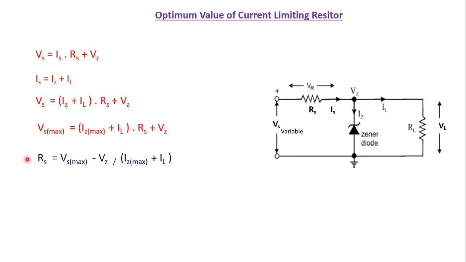Now this is the actual value of the series limiting resistor which you have to use in this particular circuit when the Vs maximizes. For maximum Vs, this equation gives the value of Rs that we have to design. This is the equation we use to find what the value of Rs should be, that is, what resistance we can use here when Vs is maximum.